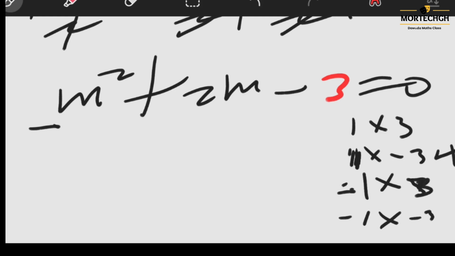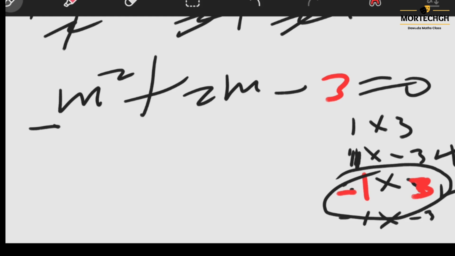What about this? If you consider minus 1 times 3, it will give you minus 3, which is correct. If you multiply, it should give you the constant, which is minus 3, correct. Now when you take minus 1 plus 3, it will give you 2, which is also correct. So this is the factor that we consider.